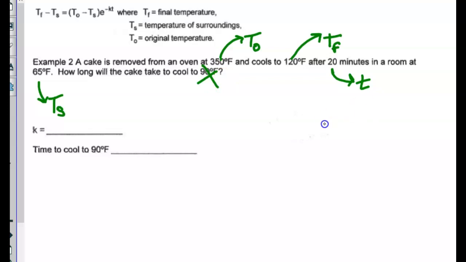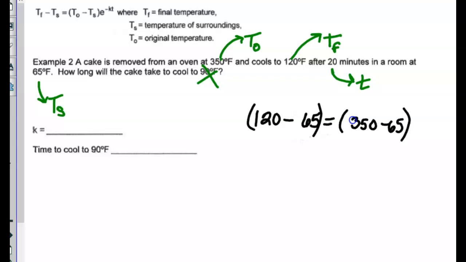Okay. So final temperature minus surroundings equals original temperature minus surroundings times E to the opposite of K times T, which is 20.